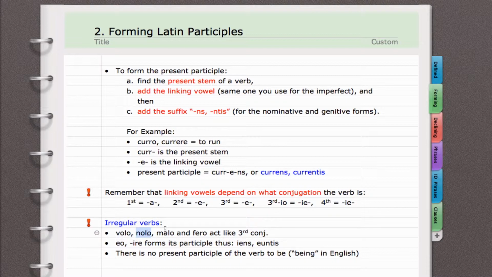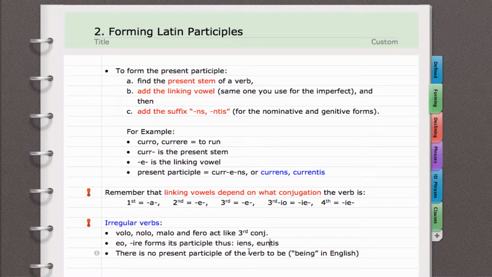You need to deal with irregular verbs because they do have participles. Volo, nolo, malo, and fero act like their third conjugation, so that means they get an E in them. Volens, nolens, malens, and ferens. The verb eo, ire forms its participle differently. It is kind of weird. Iens, euntis. So this would be true also for its compounds. So to go around would be circumiens, circumeuntis.